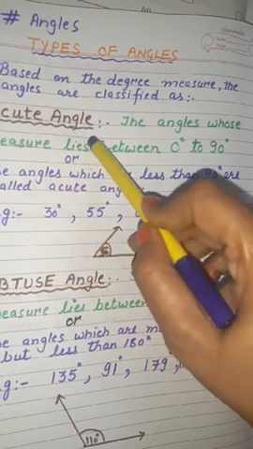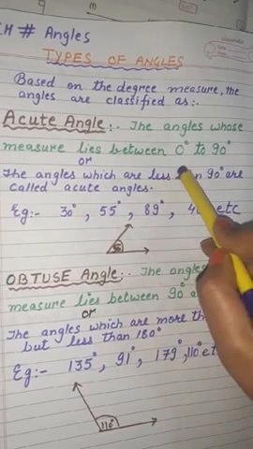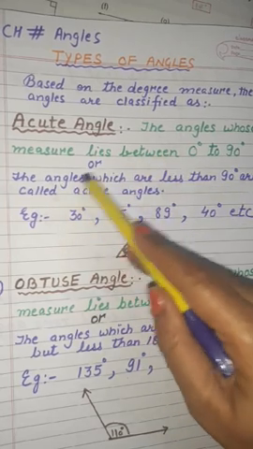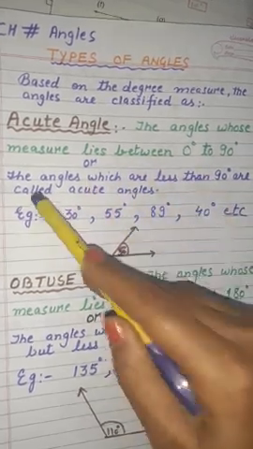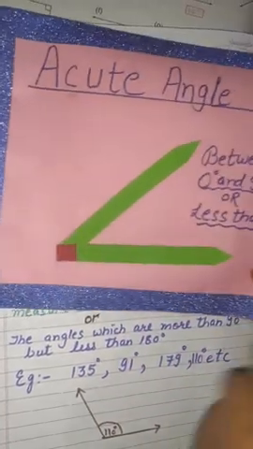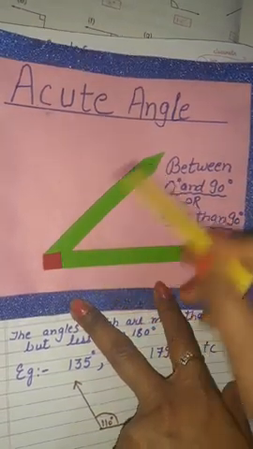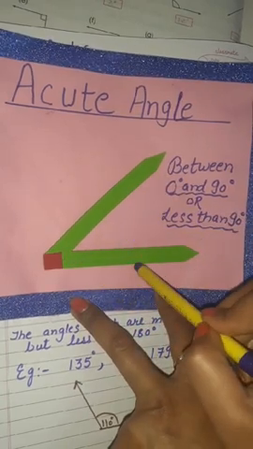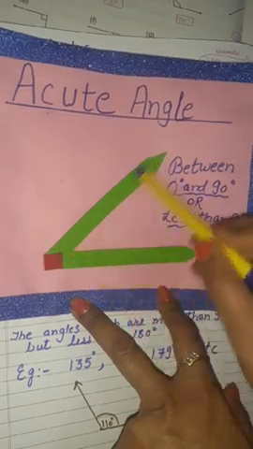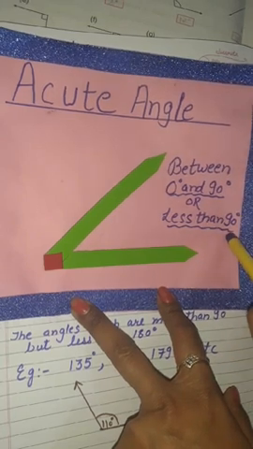Now what is acute? The angle whose measure lies between 0 degree and 90 degree. Or we can say that the angles which are less than 90 degree are called acute angles. Here is your acute angle. As you can see, there are two rays forming an angle, and its measurement lies between 0 and 90 degree.